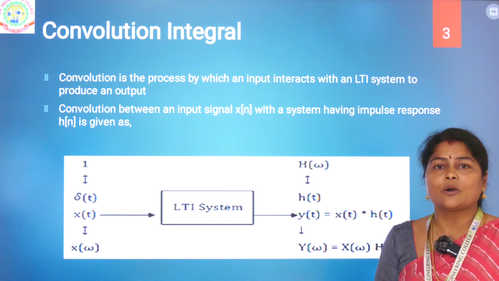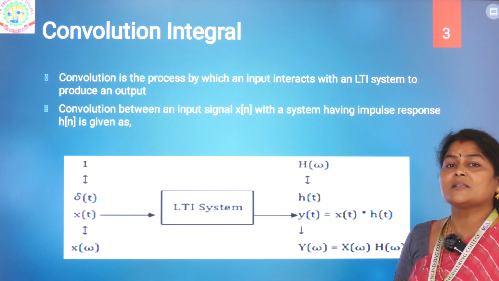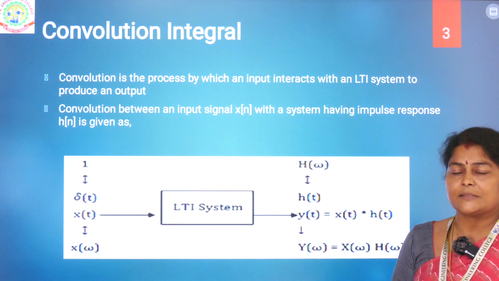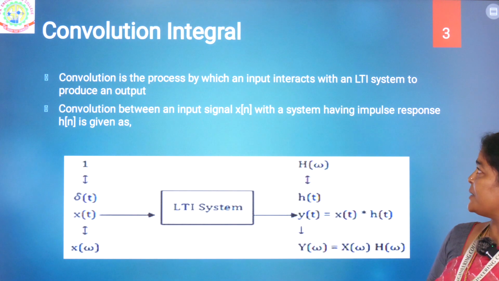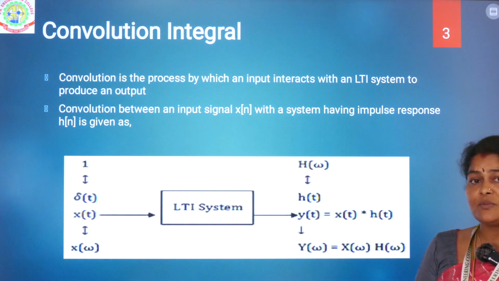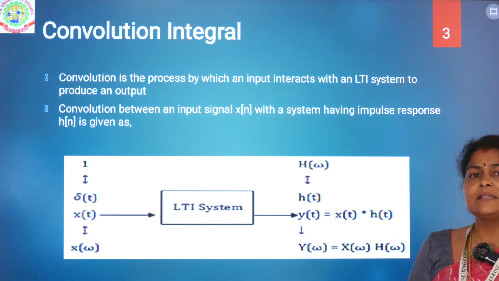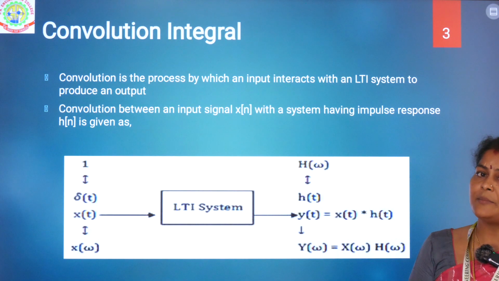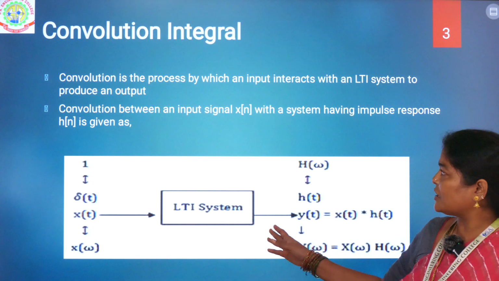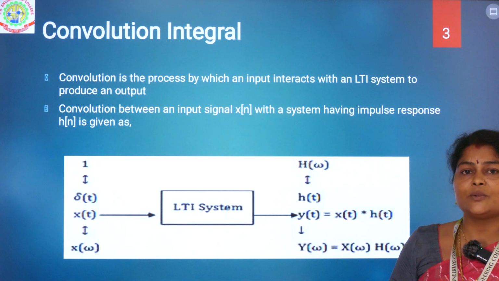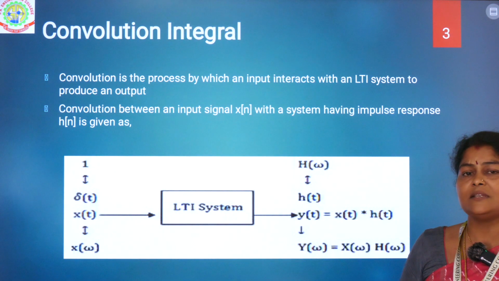Now we'll enter into the topic convolution. Convolution is a process by which we can obtain the output of any system. So convolution is a process by which an input interacts with an LTI system to produce an output. We all know signals are classified into two types, continuous time and discrete time. That is the basic classification. So here the convolution also has two types: convolution integral is for continuous time, and convolution sum is for discrete time.